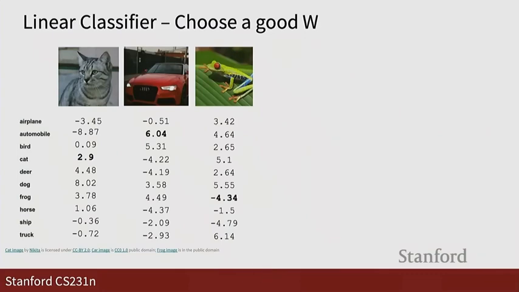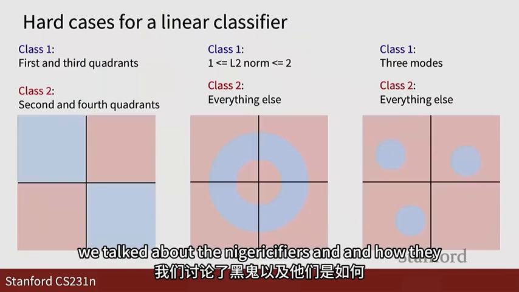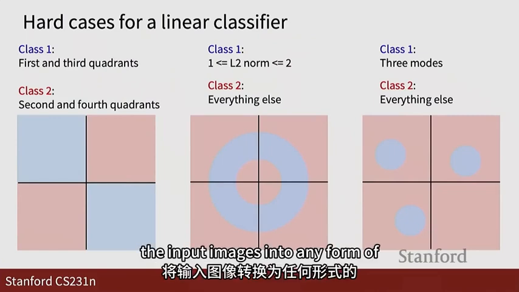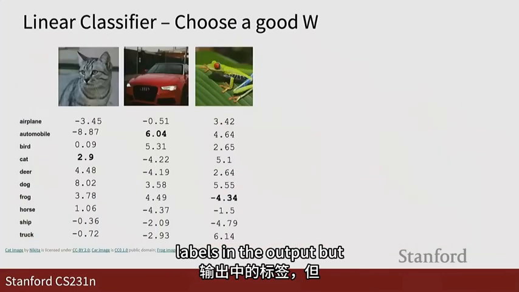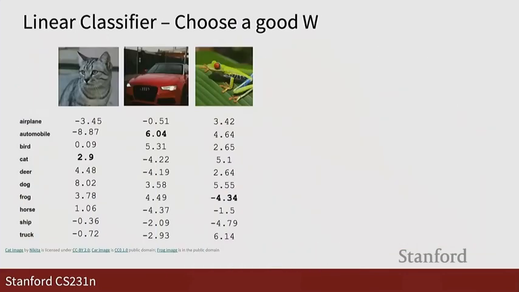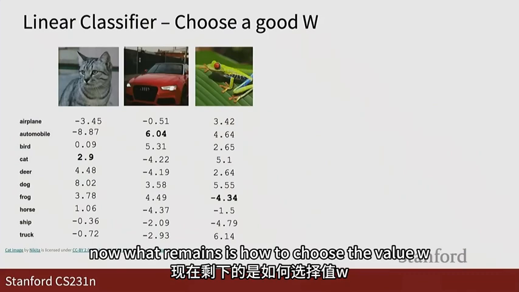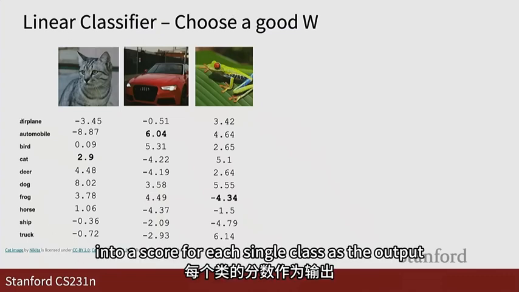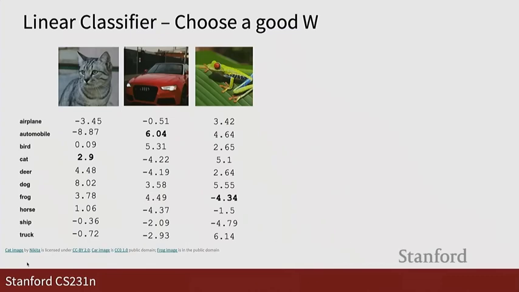So what we should do, so we talked about the linear classifiers and how they can actually map the input images into any form of labels in the output. But now what remains is how to choose the value W that for each of these images maps the image into a score for each single class as the output.